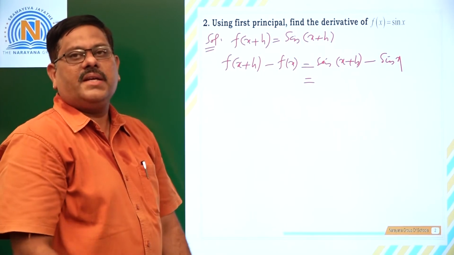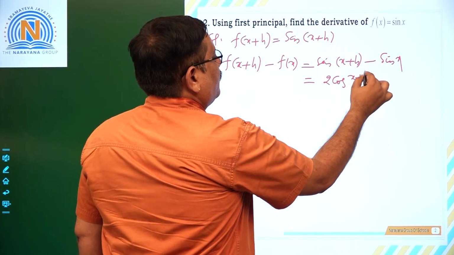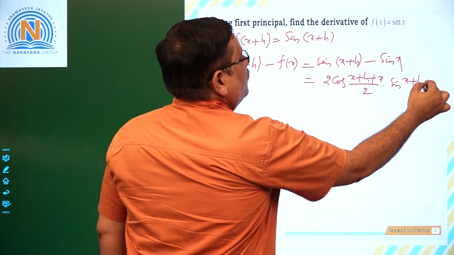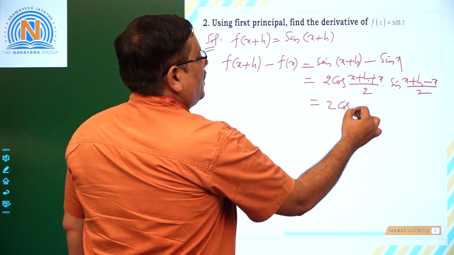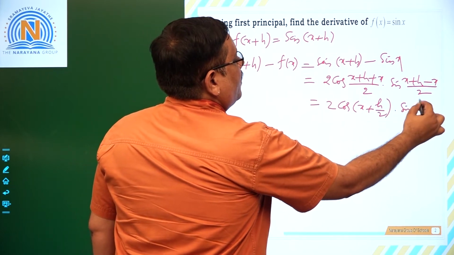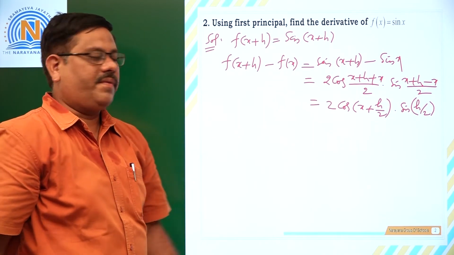Sin c minus sin d is given by 2 cos of (c plus d) by 2 into sin of (c minus d) by 2. That is the transformation formula we have. So that is nothing but 2 cos of (x plus h by 2) into sin of (h by 2). Right? This is the value of f of x plus h minus f of x.